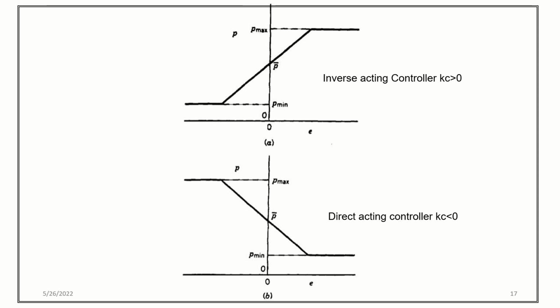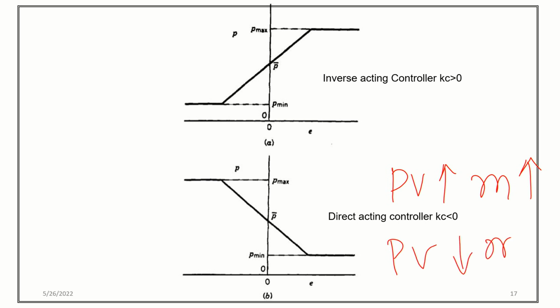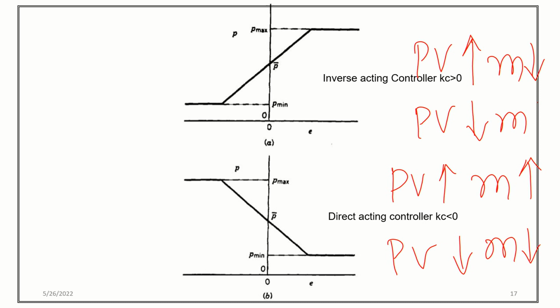The direct acting controller means that when the process variable increases, the controller output also increases. Or in the other way, when the process variable decreases, the controller output also decreases. So you can call it increase action or decrease action. An inverse acting controller is one where, when the process variable increases, the controller output decreases. Or in the other way, when the process variable decreases, the controller output increases, which is called increase action or decrease action. You just see the graph.